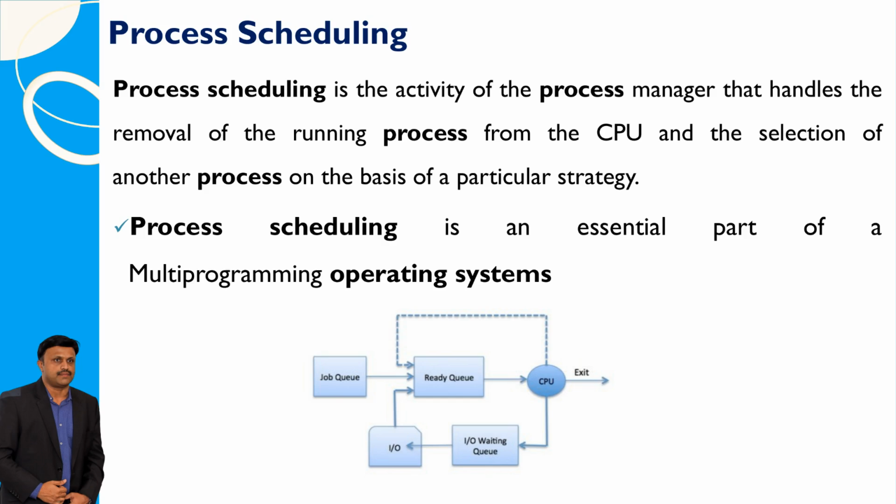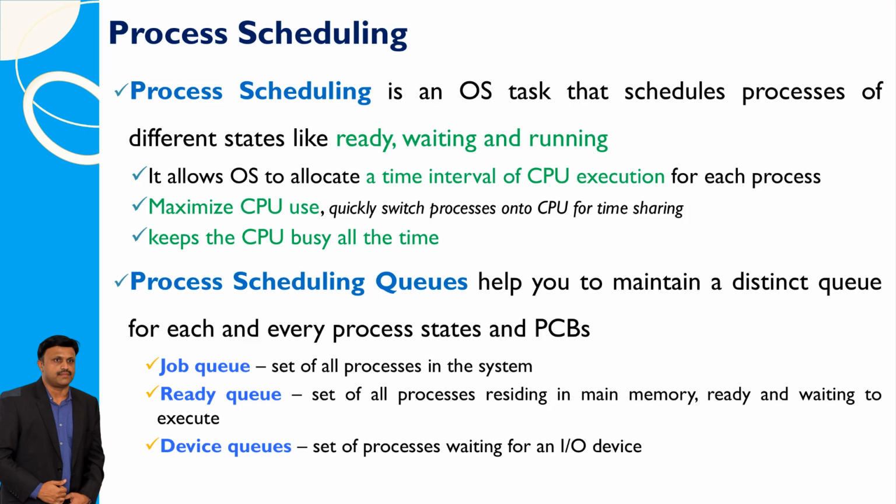Process scheduling, a critical function of the process manager, involves removing the currently running process from the CPU and selecting the next process based on a specific strategy. It is a fundamental component of multi-programming operating systems, facilitating efficient utilization of resources by managing the allocation of CPU time among multiple processes. Process scheduling, a crucial task for operating systems, manages processes in various states such as ready, waiting, and running. It facilitates the allocation of CPU execution time intervals for each process, aiming to maximize CPU utilization by swiftly switching processes onto the CPU for time sharing, thereby ensuring continuous CPU engagement.